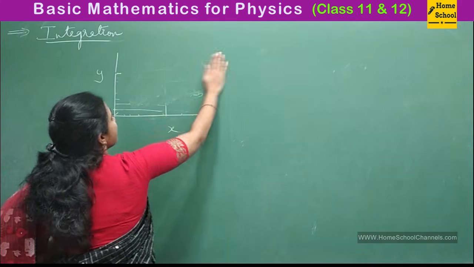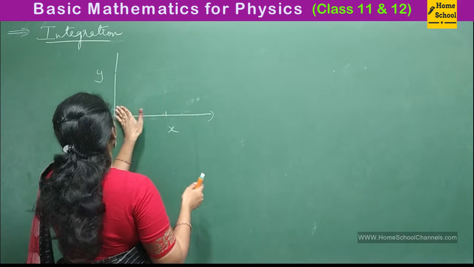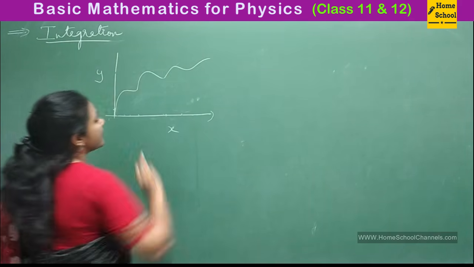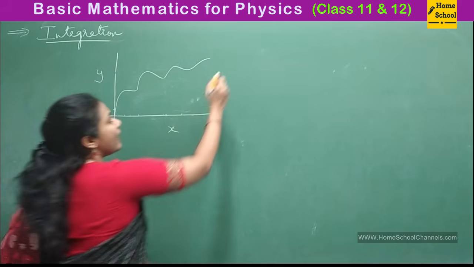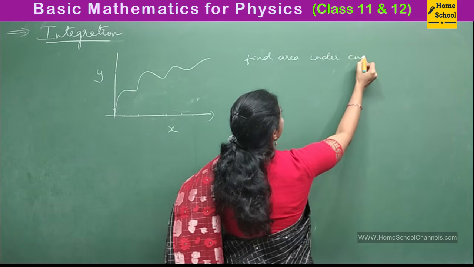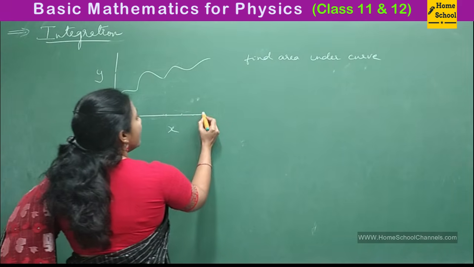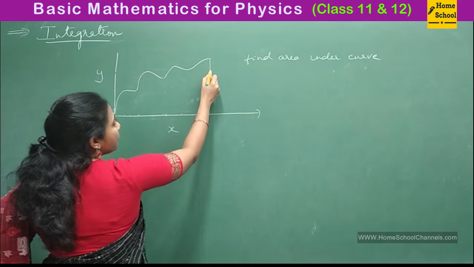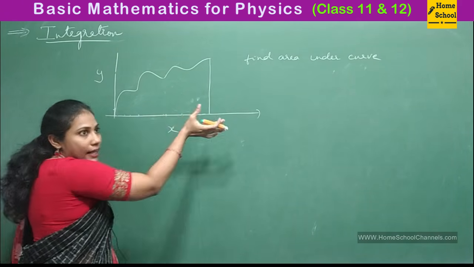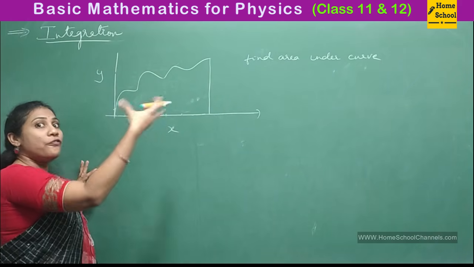But suppose your graph is a curve. We have seen curved graphs in straight line motion, right? So imagine your graph is something like this. And I asked you to find the area under the curve. How do you find it? Normally, what did you do? You just drew a line perpendicular to the x-axis. You got either a triangle or rectangle or some shape you had got previously. Using a formula, you found the area.